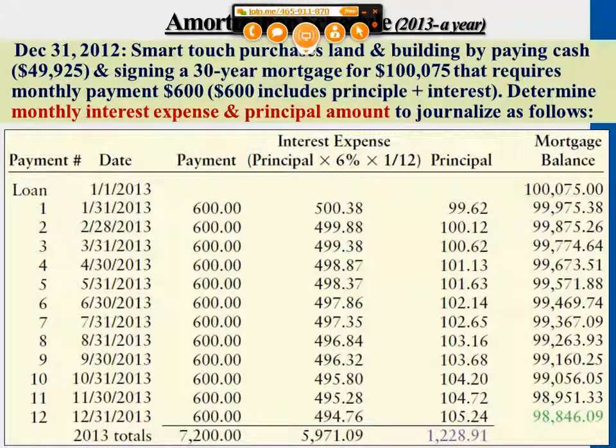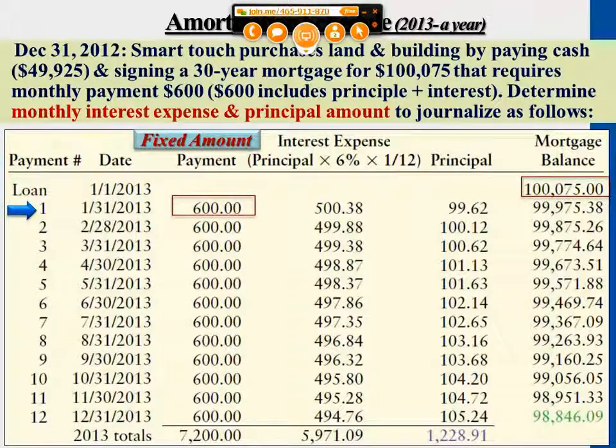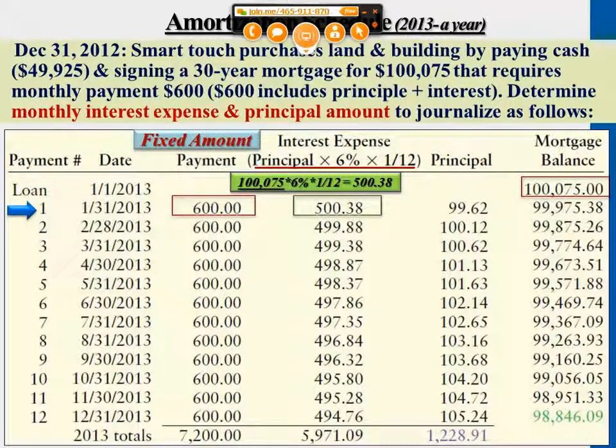Okay, first we start from the mortgage balance, $100,075. The fixed amount is given to you on a monthly basis, you will be paying $600. So to calculate the interest expense accumulated on this mortgage balance for the first month, we use the full amount of the mortgage balance, $100,075, times the yearly interest rate times 1 month. Because up to now, we're just dealing with January 31st, 2013.